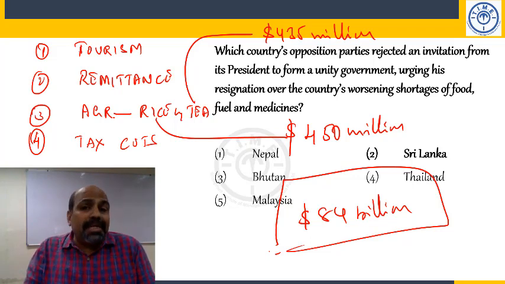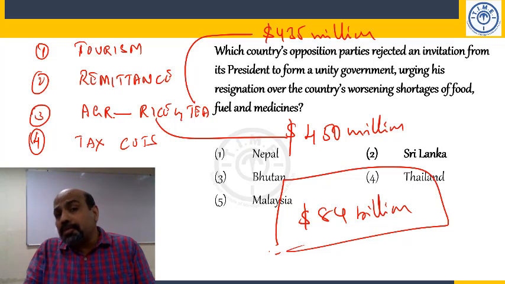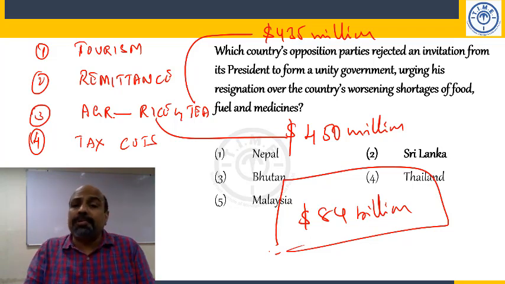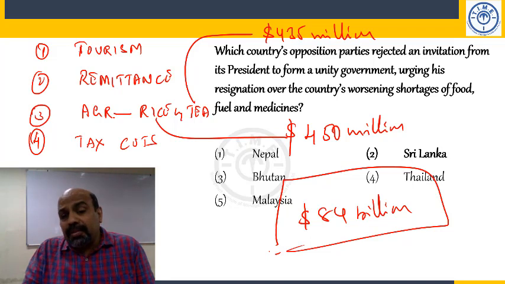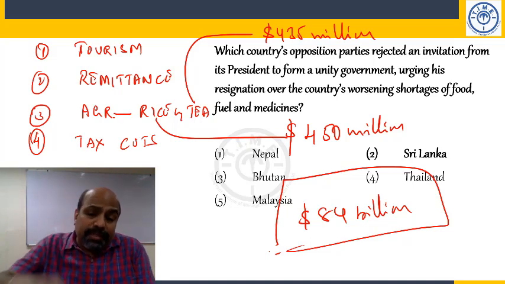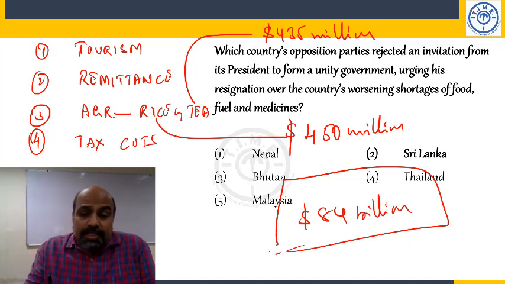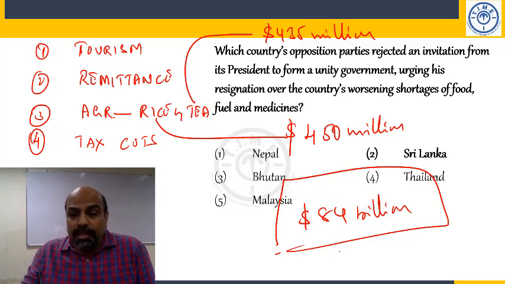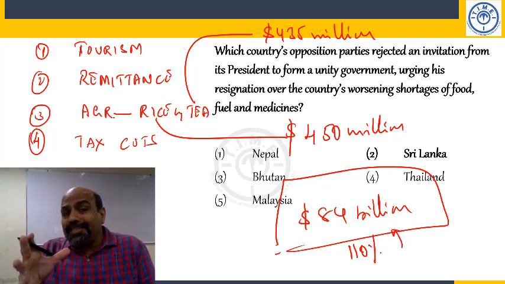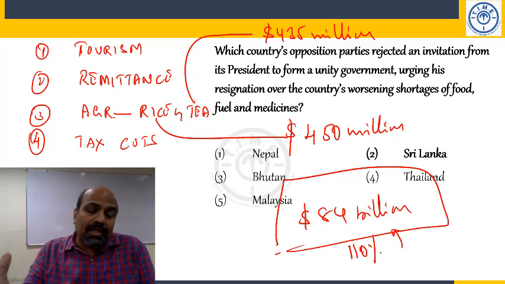Money came from India, from the International Monetary Fund, from the Asian Development Bank, from Japan, which was one of the biggest lenders to Sri Lanka. So now we did not have money. At the same time, it kept borrowing. So today, the foreign debt of Sri Lanka, listen to this, is about 110% of its GDP.